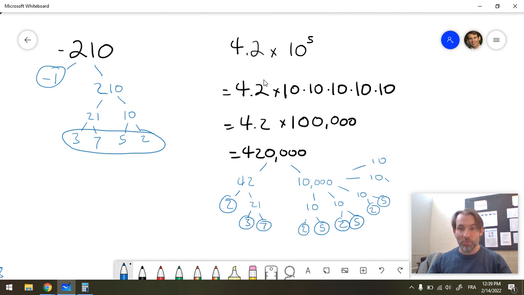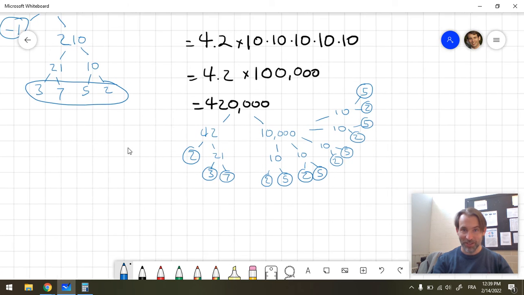And I wonder if you noticed the pattern yet. Okay, so there's all my 2s and 5s. Now let's count them up and find what the prime factorization of 4.2 times 10 to the 5 is.